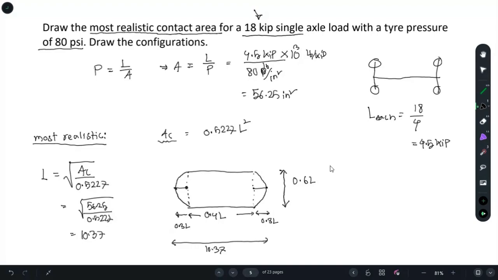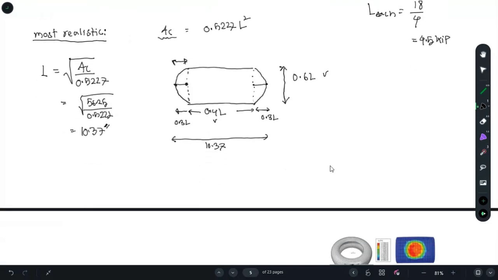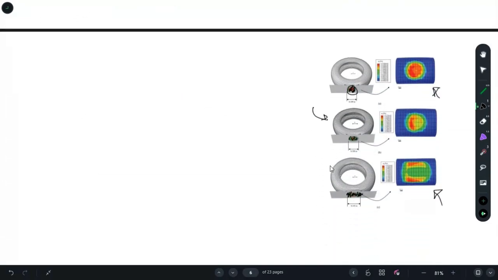So now you can multiply 0.8712 to get this length, and 0.6 to get this length, and 0.4 to get this length. So this is the most realistic shape. You'll find out the dimensions of all the things by multiplying with L. What we have got, 10.37, is in inch.